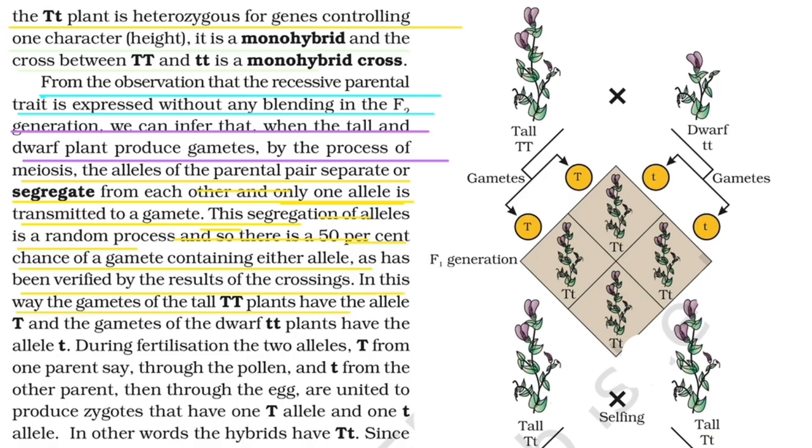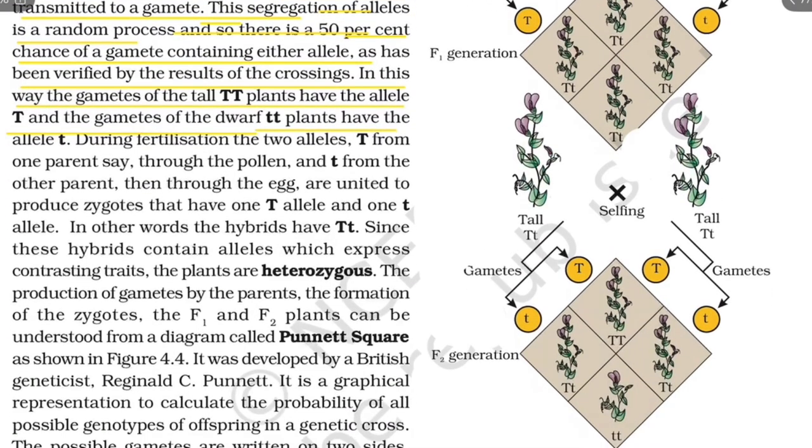In this way, the gametes of the tall TT plant have the allele T and the gametes of the dwarf tt plant have the allele t. During fertilization, the allele T from one parent through the pollen and the allele t from the other parent through the egg are united to produce zygotes that have one T allele and one t allele.